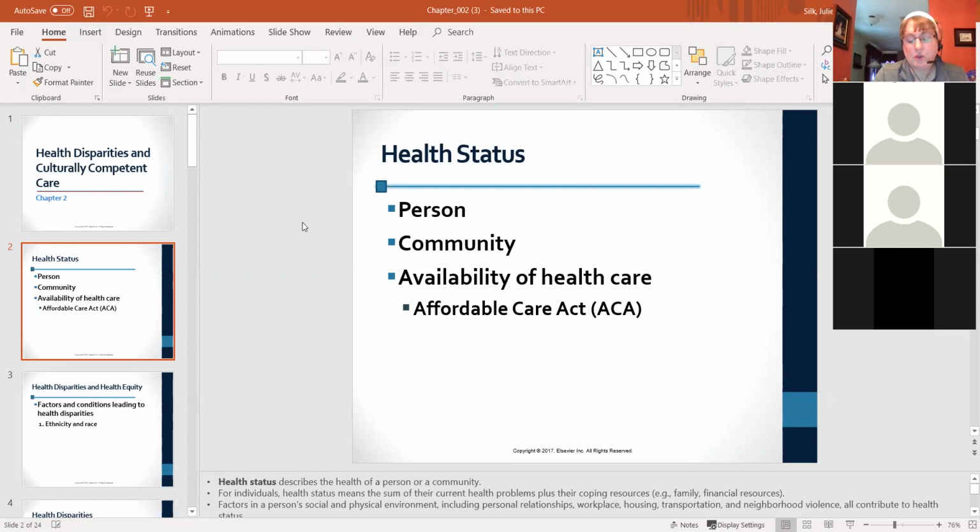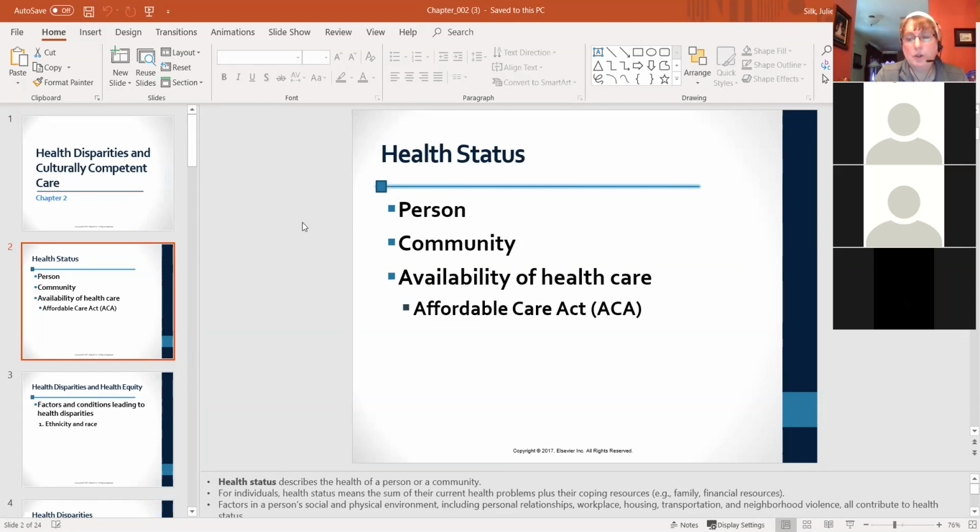Factors in a person's social and physical environment would also play a part here. So this would be like your relationships with others. If you have a lot of good relationships with people, you're better able to cope with things that might be going on with your health. Your workplace, your housing, your transportation. If you live in a neighborhood that has a lot of violence or something like that. All of these things contribute to your health status. So we need to look at all of those things when we're looking at how healthy someone is.